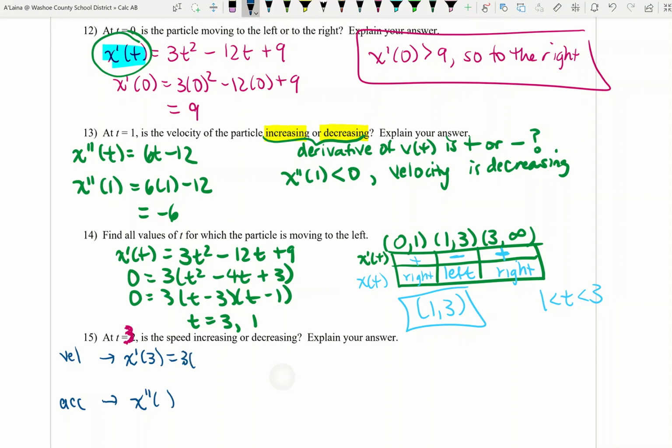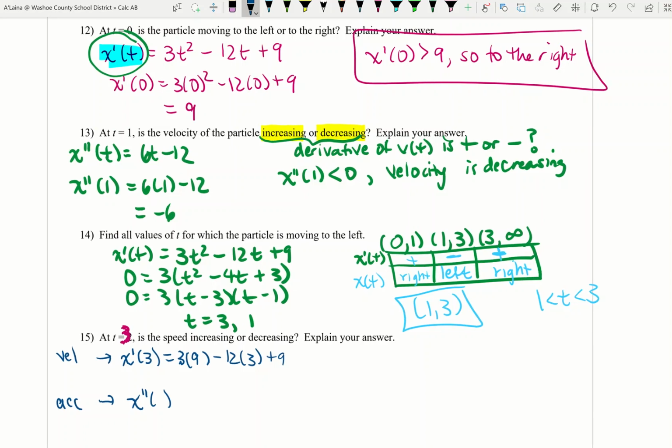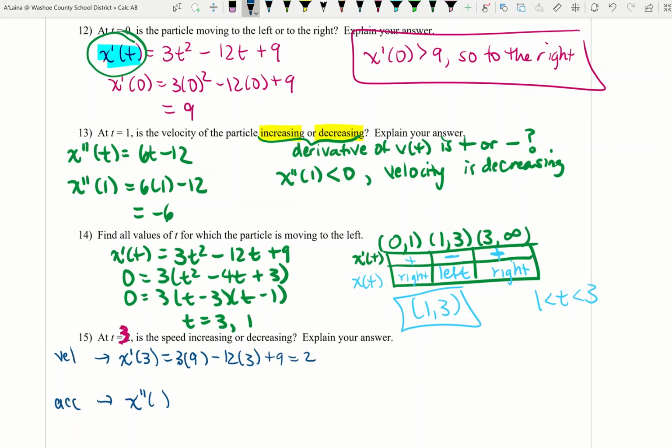and I plug that into the equation for velocity, let's see, 27 minus 36 plus 9 ends up equaling, I don't know, what does that even equal? I'm doing fantastic. 27 minus 36 is negative 9. Okay, this is positive. You guys, I probably did that wrong. My life's ruined.